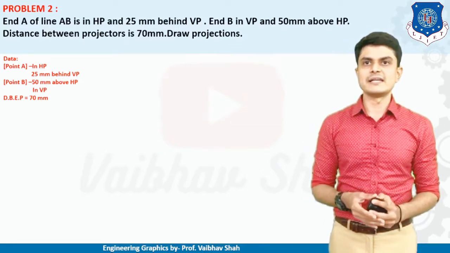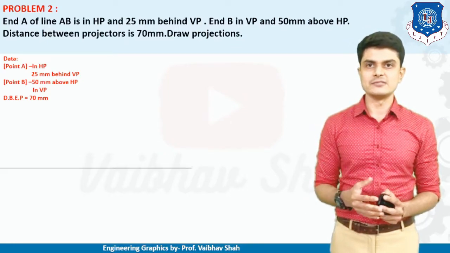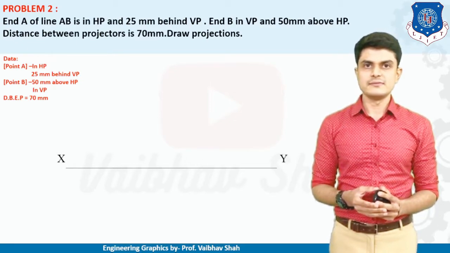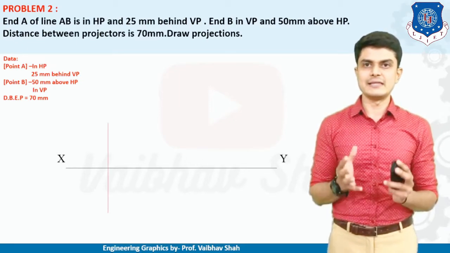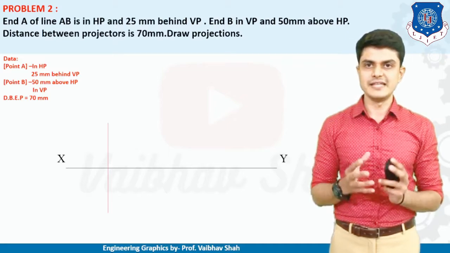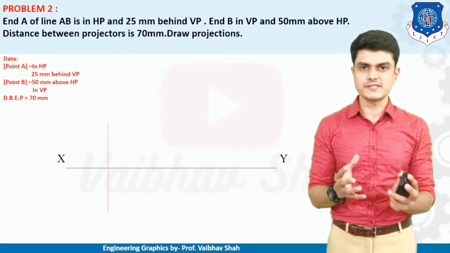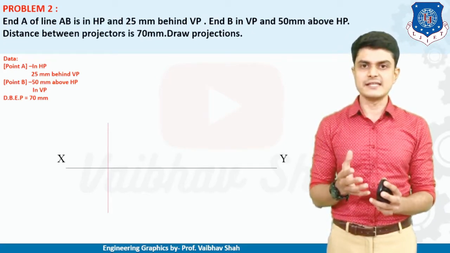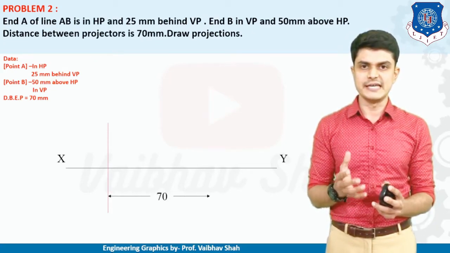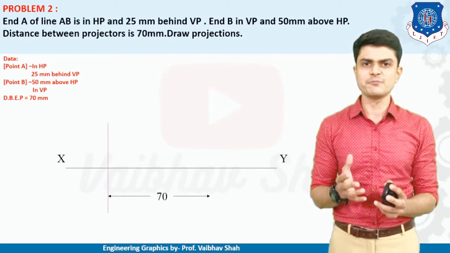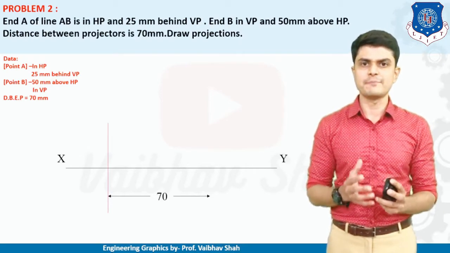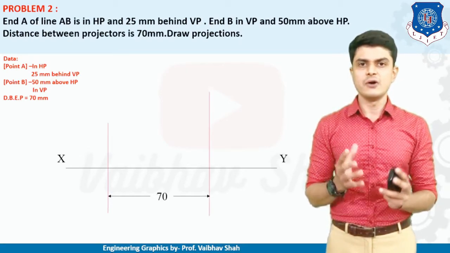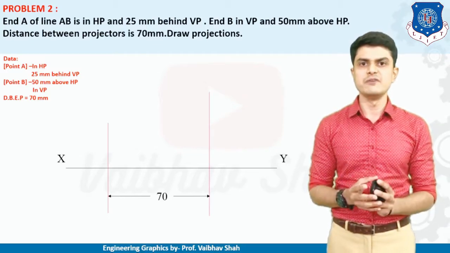So first of all, let us draw the XY line. Thereafter, let us draw one vertical line in the position of A. Thereafter, as we know, distance between end projectors means the distance between projectors of A and B. So let us take the distance between end projectors as 70 mm and mark this point on the XY line, and from that point let us draw one vertical line on which the projectors of B would lie.